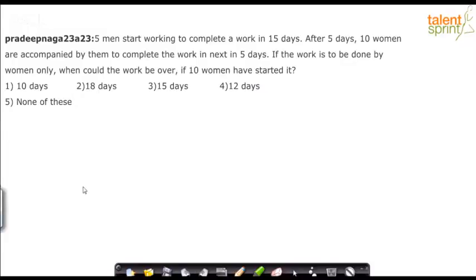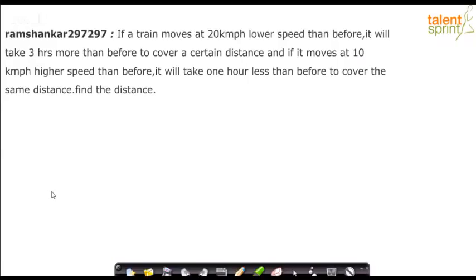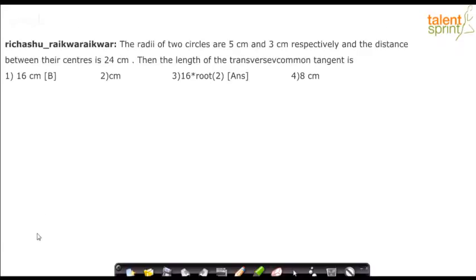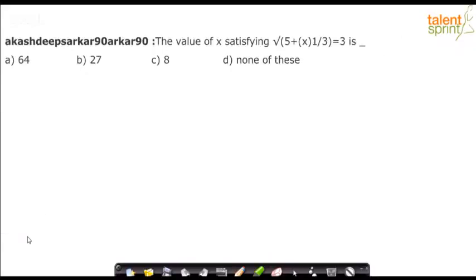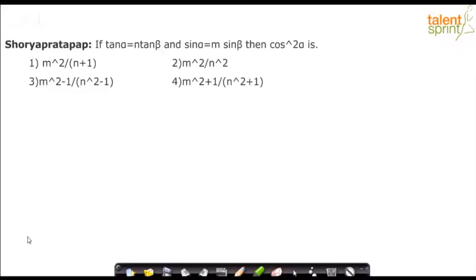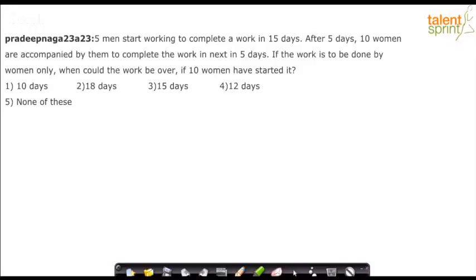Next question. Yeah, this is the last one we had solved. Next question is from Pradeep Naga. Let us look at this. 5 men start working to complete a work in 15 days. After 5 days, 10 women are accompanied by them to complete the work in next 5 days. If the work is to be done by women only, when could the work be over if 10 women have started it? Okay, so that's a question from time and work.